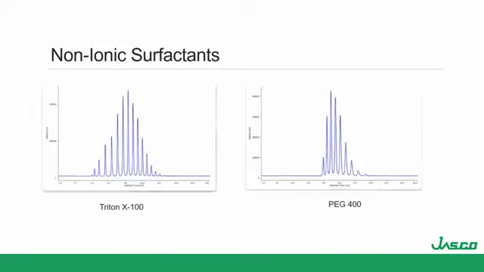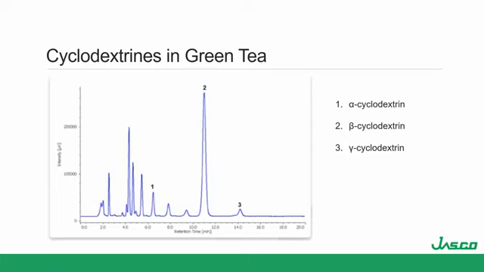Here you see an example of non-ionic surfactants. You see the molecular weight distribution produced for Triton X100 and PEG 400. This is cyclodextrins in green tea. So you can see all the matrix compounds that came out in the green tea and the various forms of the cyclodextrin.